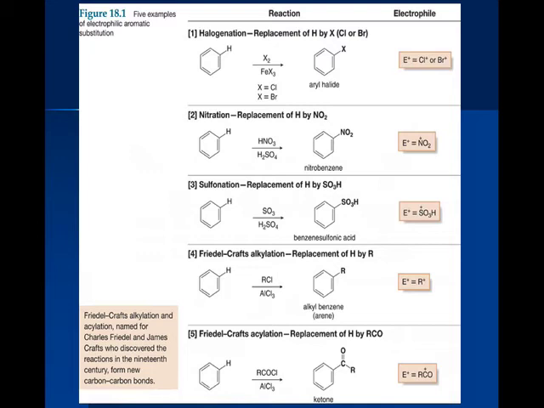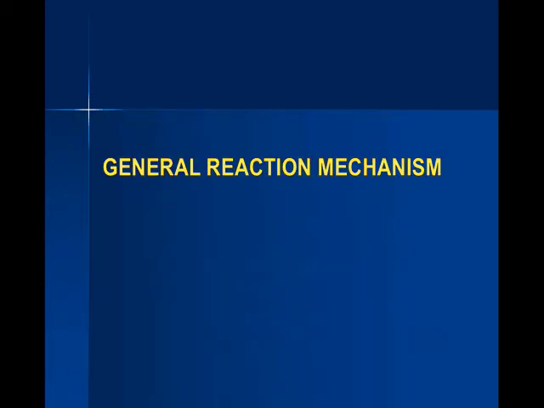So you need to memorize this. If you want to put a halogen on, you need the halogen and iron tri-whatever halide. Okay? If you want to put a nitro group on, you need a mixture of nitric and sulfuric acid. If you want to put a sulfonic acid on, you need SO3 and H2SO4. If you want to make a carbon-carbon bond, you need to do some type of Friedel-Crafts chemistry. Okay? So let's talk about the general mechanism.